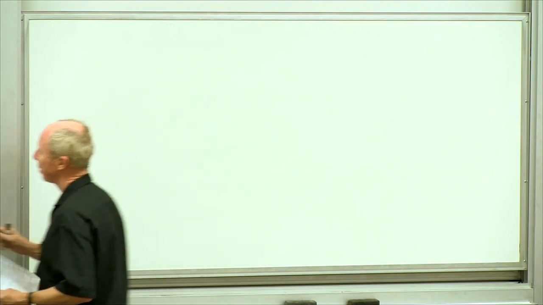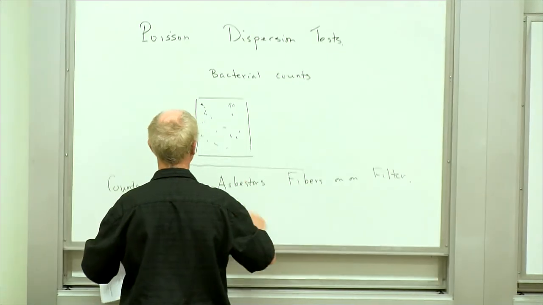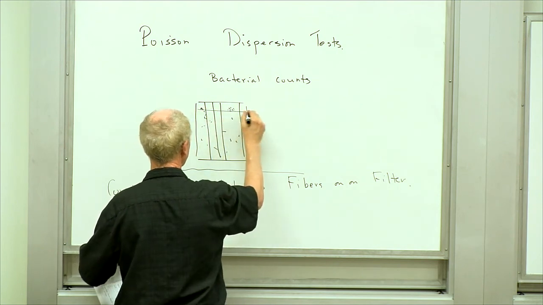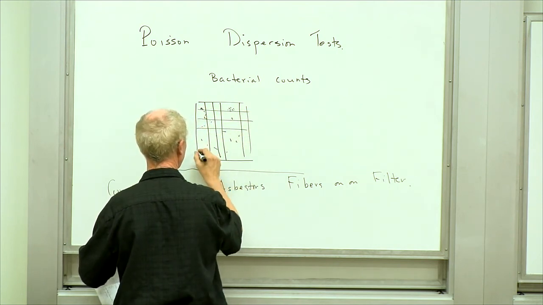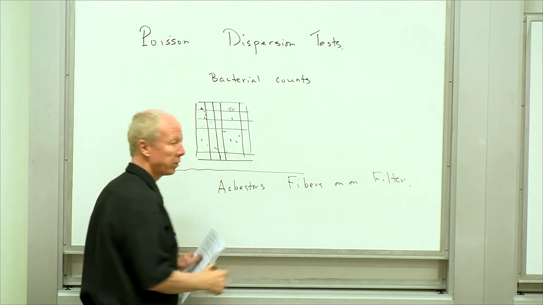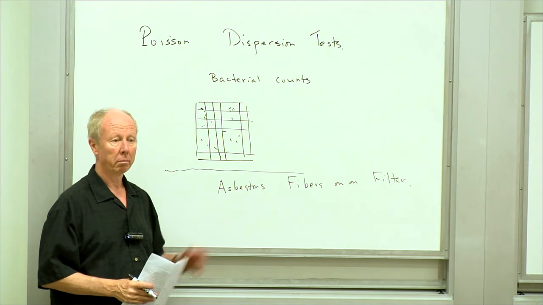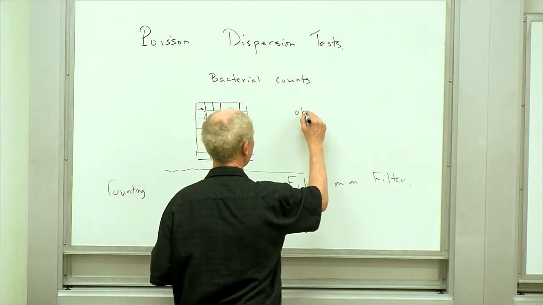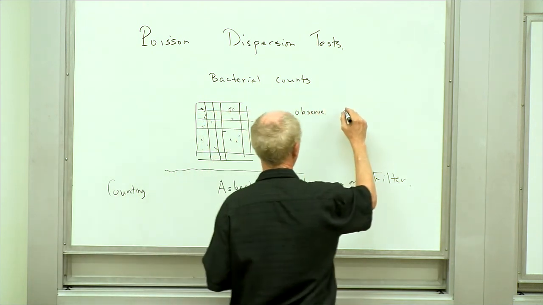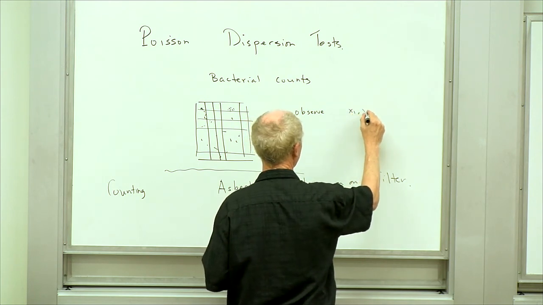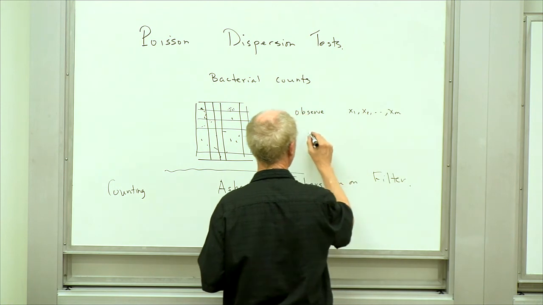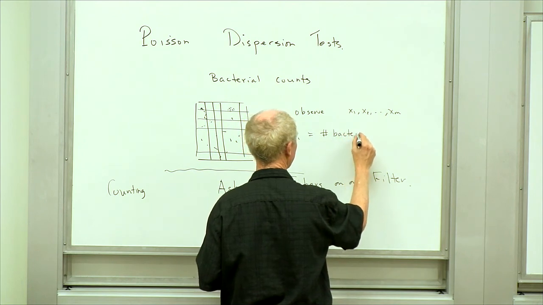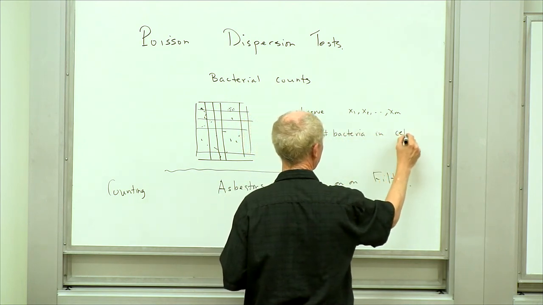So, for example, here, you might partition this plate into squares of equal area. And then you sample some of the squares, and you count how many bacteria cells you see in each square. So you'd observe x1, x2 through xm. This xi is the number of bacteria in cell or square i.